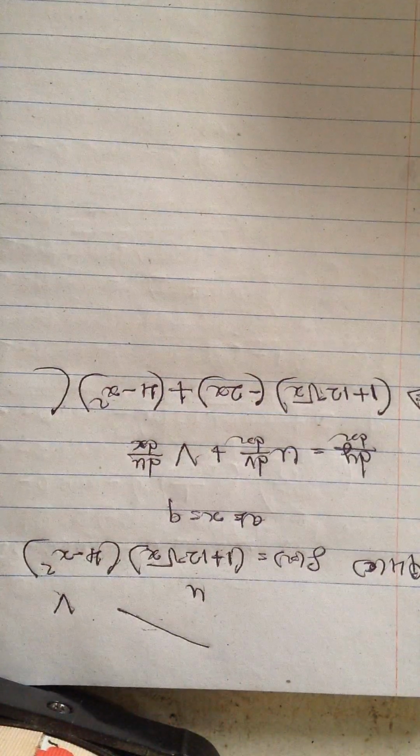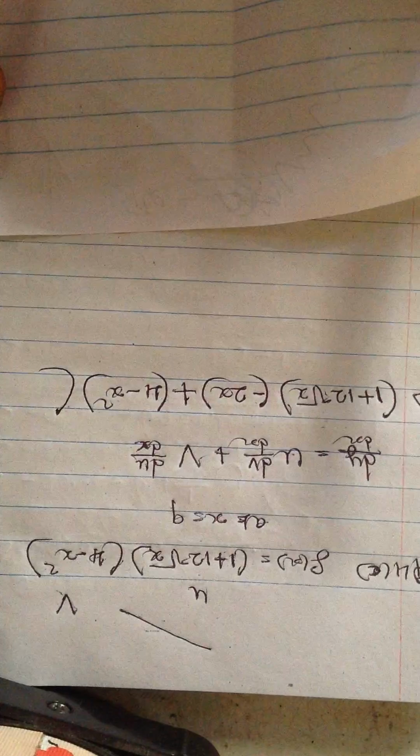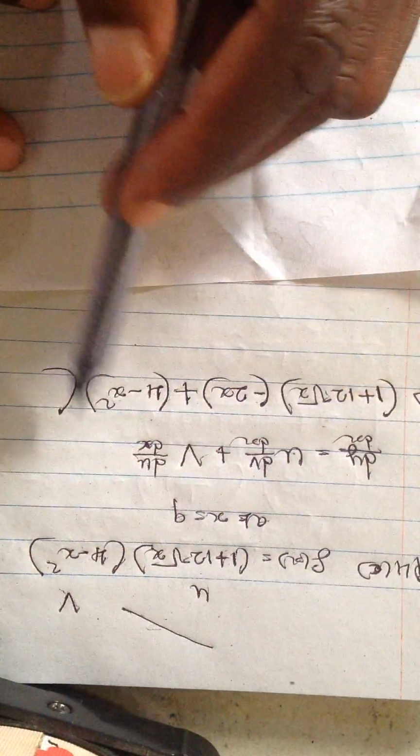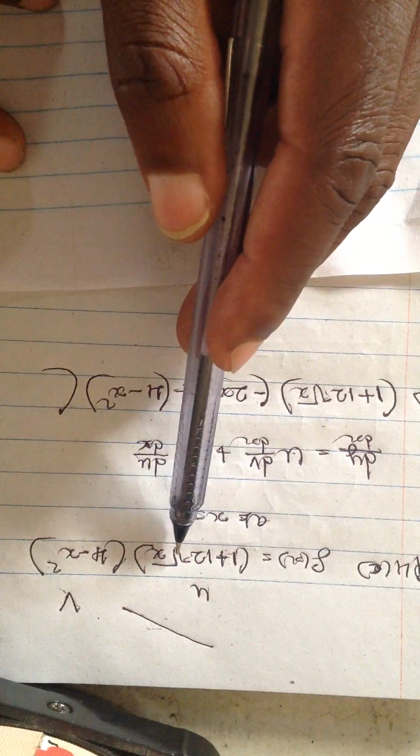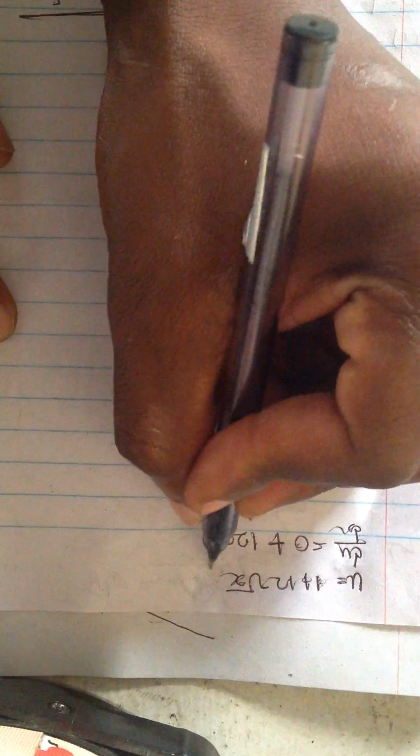Now here is where the calculation is supposed to be done. What is our du? We're supposed to differentiate this with respect to x. Our u is equal to 1 plus 12 the square root of x. How do you get du/dx? This one here is our constant, it is 1, which differentiates to 0. Plus this one, 12 the square root of x, which is 12x raised to 1 over 2.